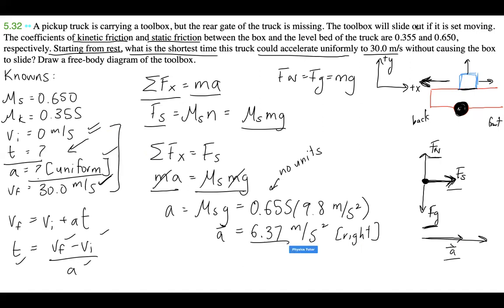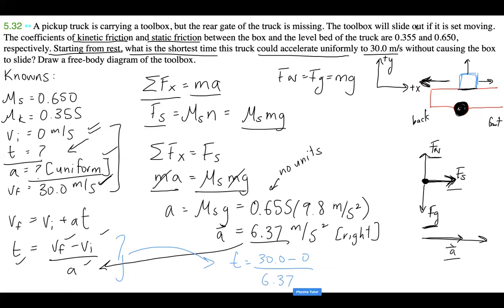Now we can take this magnitude and we can actually plug it in to this equation. And so I'm just going to go ahead and plug in the values over here in blue, so it's a little bit more clear. But VF we said was 30.0 minus VI, which is 0, and then over acceleration, which is 6.37.